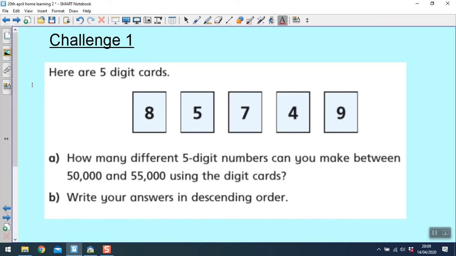Okay, here's your challenge. Here are 5 digit cards, 8, 5, 7, 4 and 9. How many different 5-digit numbers can you make between 50,000 and 55,000 using the digit cards? And then when you've found them all, can you write them in descending order? Picture yourself descending the stairs, going down the stairs. So you've got to start with the biggest number and get smaller. Pause the video and have a go.